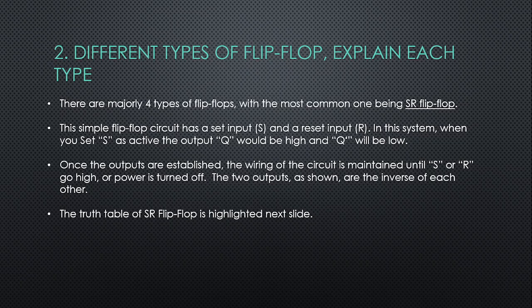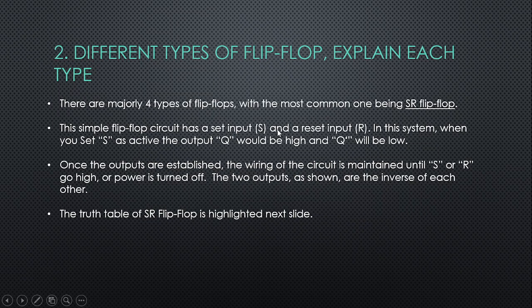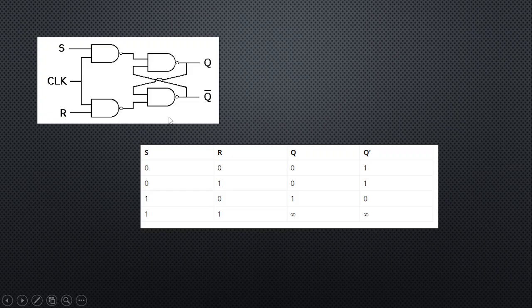So this simple flip-flop circuit has two inputs, which are S and R. As you can see right here, the S represents set and the R represents reset. In this system, when you set the S input as active, the output Q would be high and the Q bar or Q prime here will be low. So when S is high, Q is high and Q bar is 0.